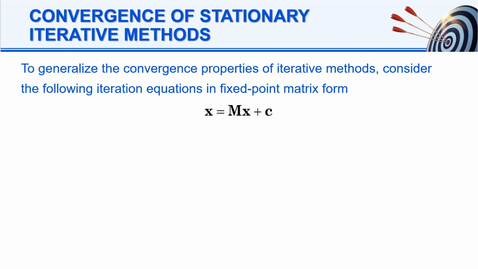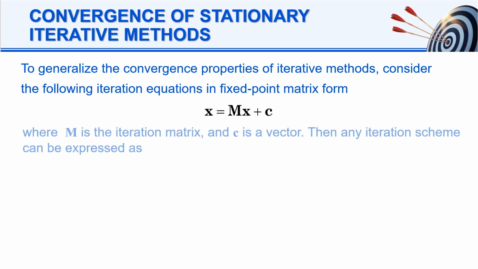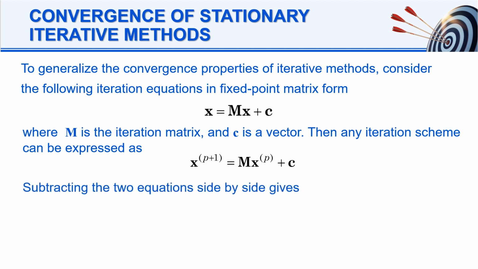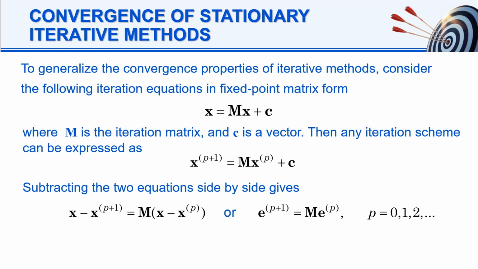To generalize the convergence properties of iterative methods, consider the following iteration equations in fixed-point matrix form, where M is the iteration matrix and C is a vector. Then, any iteration scheme can be expressed as follows. Subtracting the two equations side by side gives the following matrix equation for the true error. Note that the true error at any iteration level depends on the prior true error via the iteration matrix.